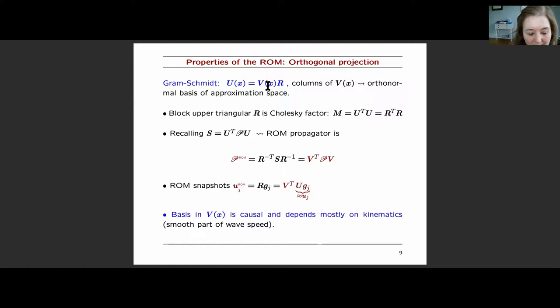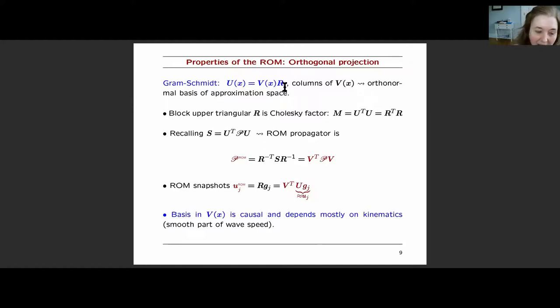And so the point is that this is a causal construction. In other words, the basis in V is causal. The first column of V is in the same space as the first column of U, and the second column of V is in the space spanned by the first two columns of U, and so on. So that's causal in that sense. And the columns of V, of course, form an orthonormal basis of the approximation space.